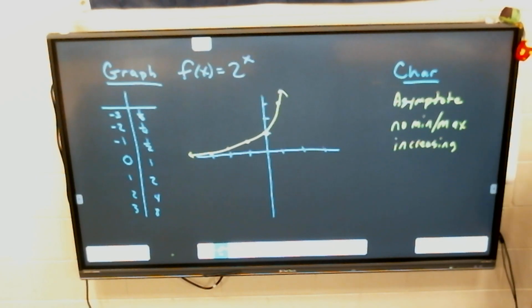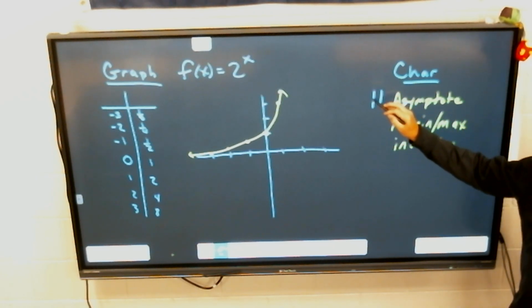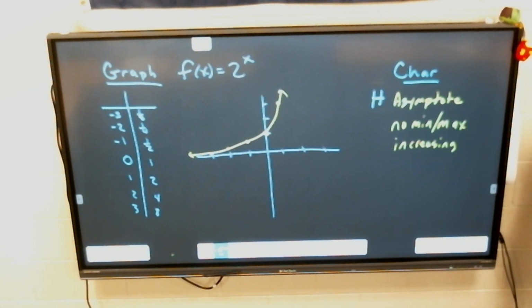Okay. All right, so it definitely has one horizontal asymptote. I probably should put that in there. Has a horizontal asymptote. No min or max. It's increasing. What else?